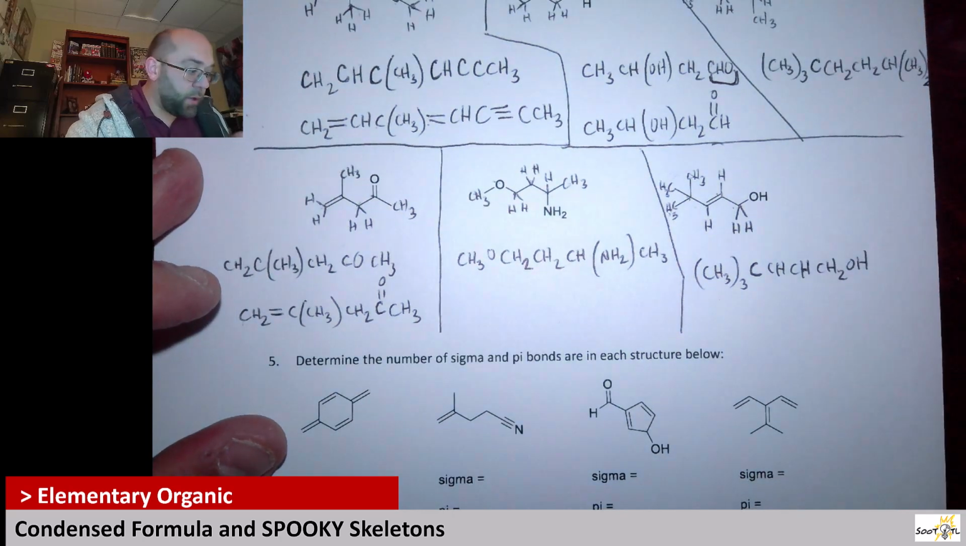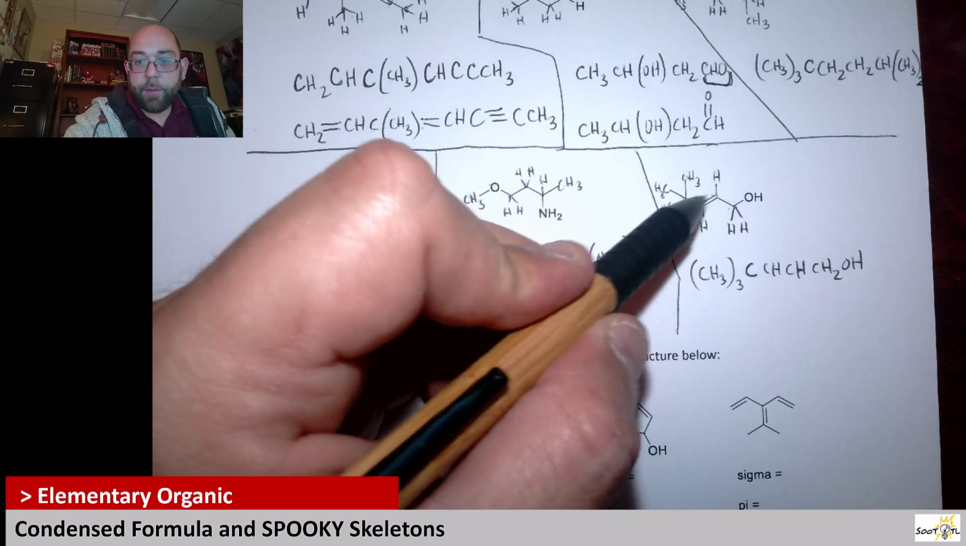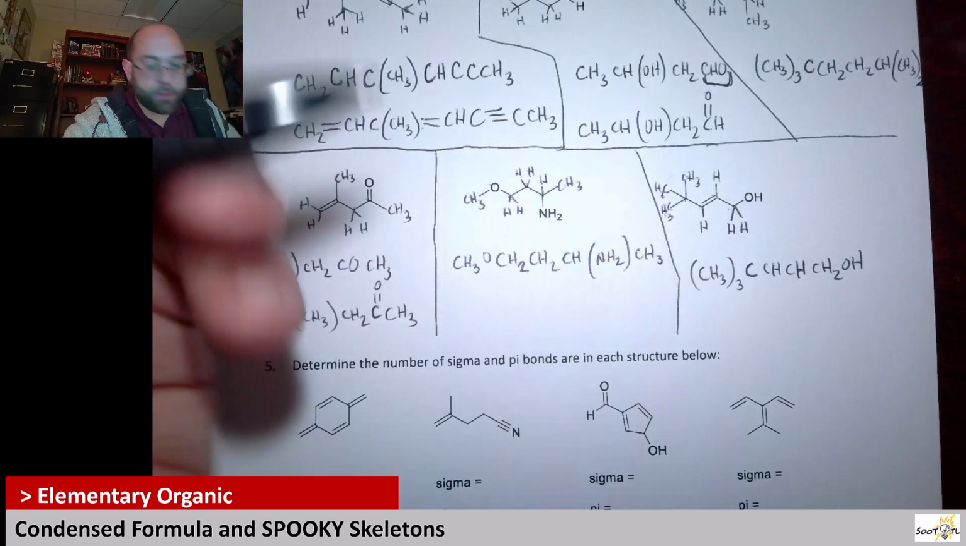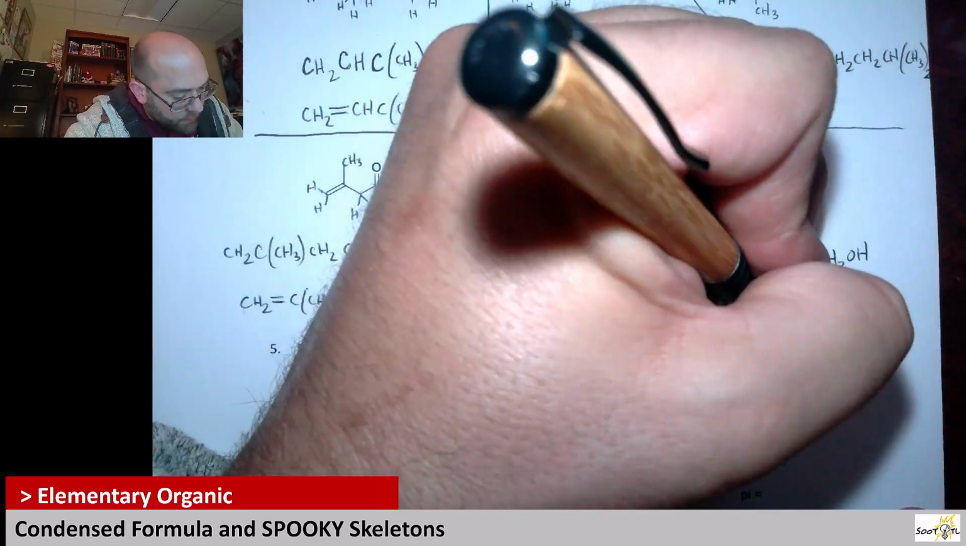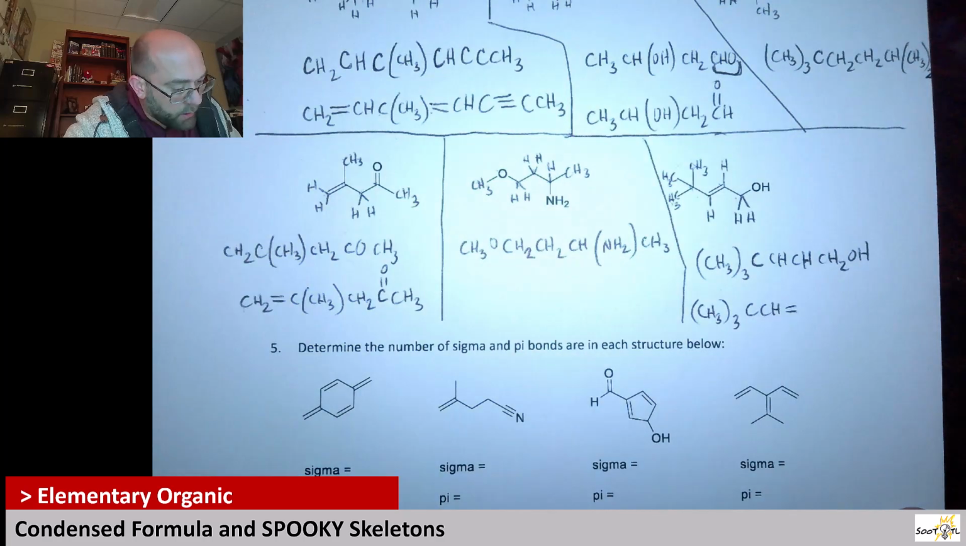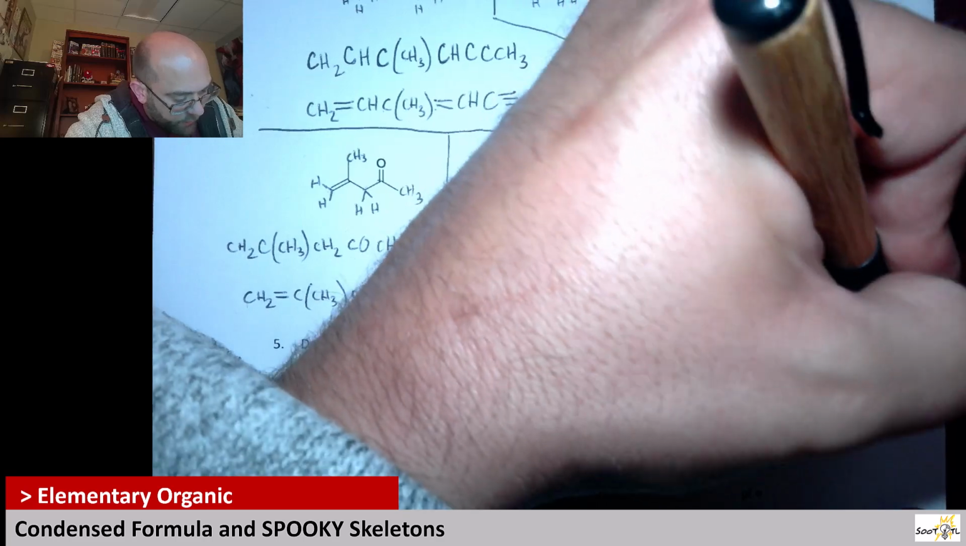All right. And the only other thing I would do is I could remove one layer of it being condensed by showing that double bond there. So I could do CH3, 3, C, CH double bond, CH, and then CH2OH at the end. All right.